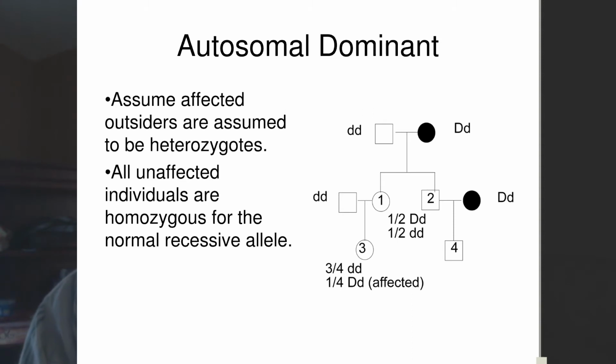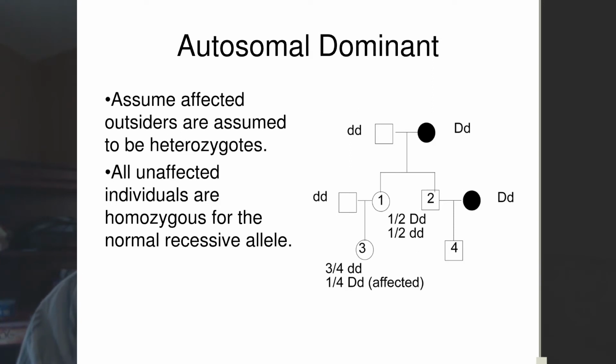Well, there's a 50% chance this individual is heterozygous. So if it's 50% here, we know that this individual, then that mating has a 50-50 chance of being either heterozygous or homozygous recessive. And so half of a half is a quarter. So there's a quarter chance of being affected.